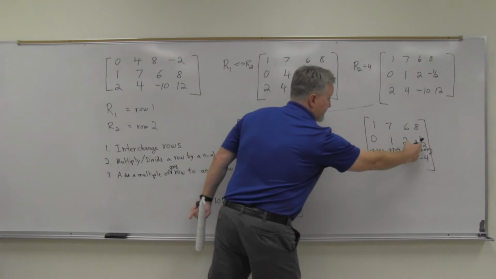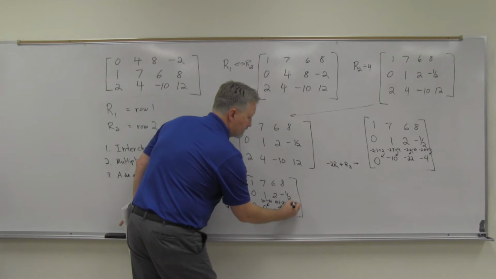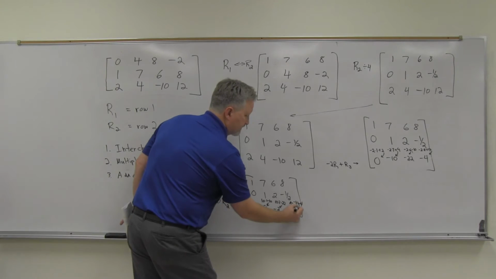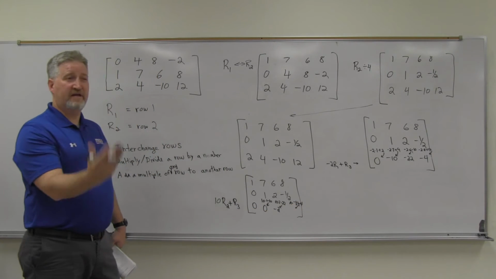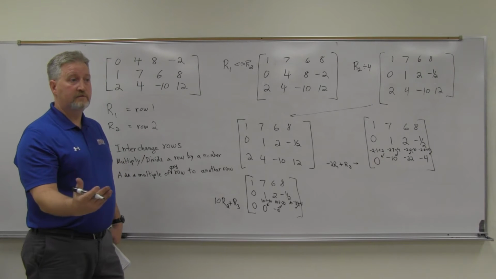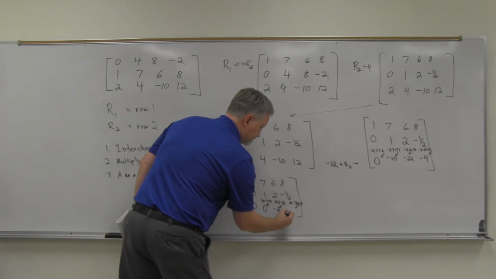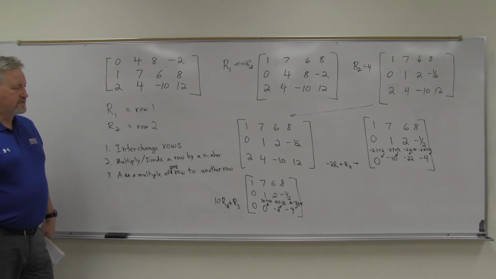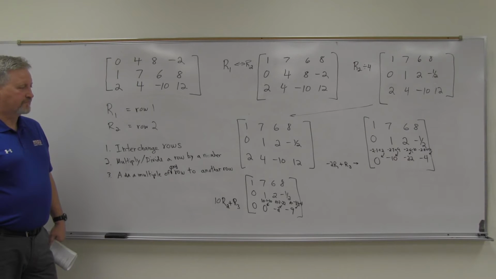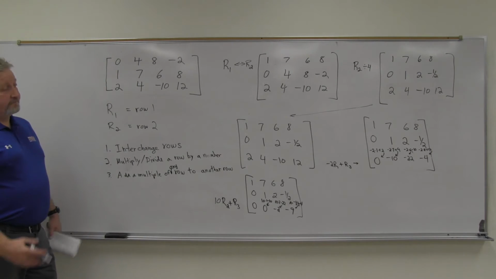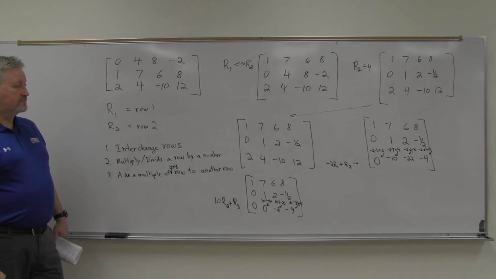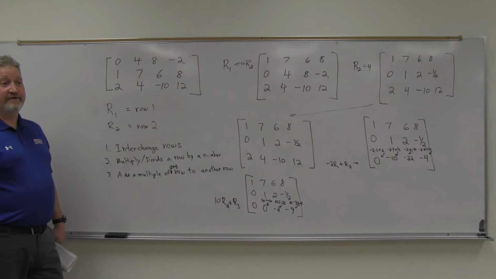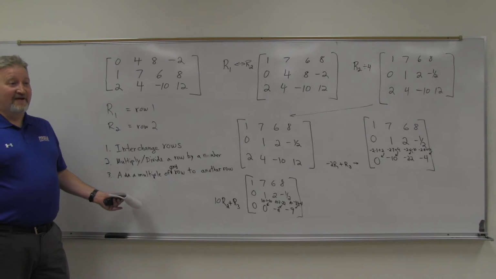And then 10 times the negative a half, plus, oh, minus the 4. That's going to go here. 10 times negative a half, that'll be negative 5 minus 4, negative 9. So now my matrix basically is that. Okay? And we're almost there to row echelon form, aren't we? Yeah, let's go ahead and finish it. All right, we've got time.